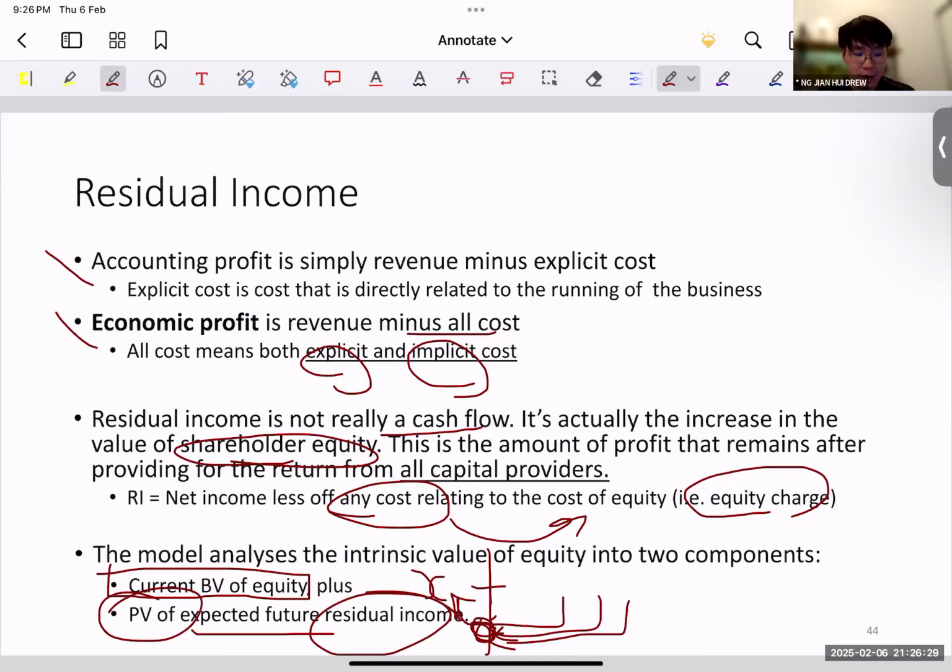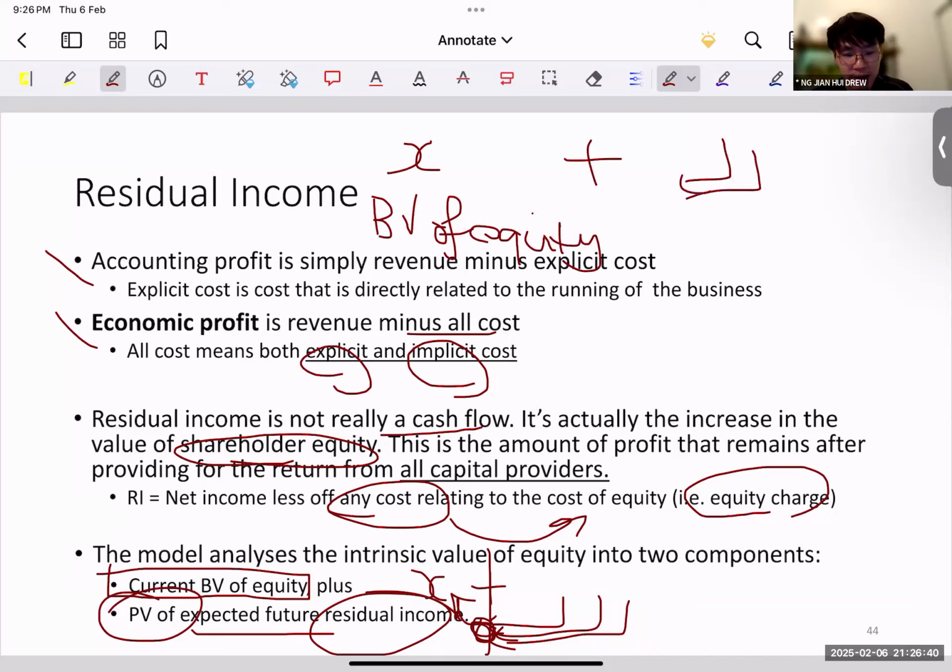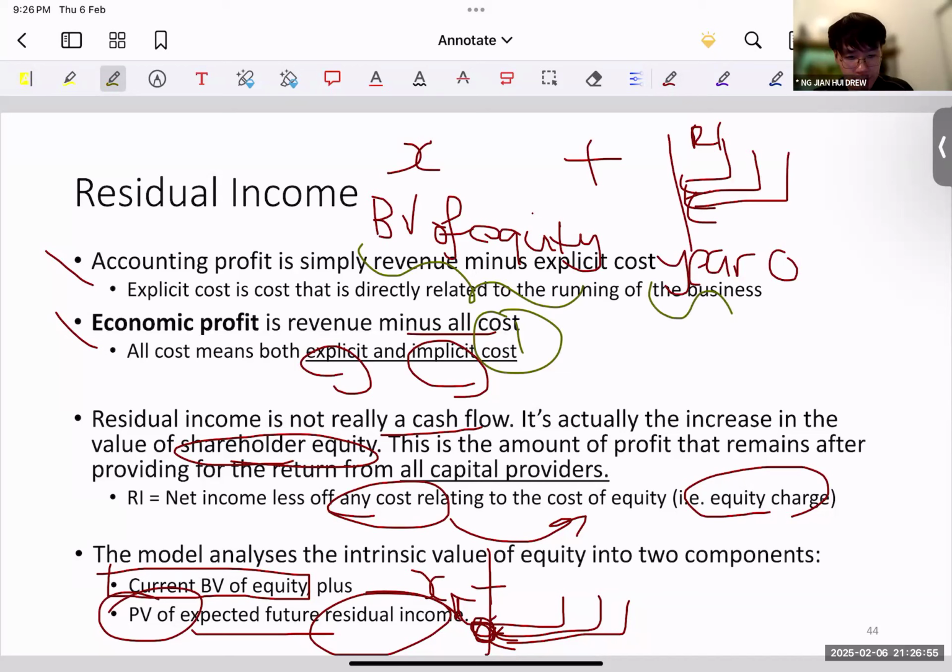So it's got two components. I repeat again. X, which is your book value of equity, plus your discounted cash flow of your RI, residual income, to year zero. So 1 plus 2 gives you your valuation of your equity based on residual income model.